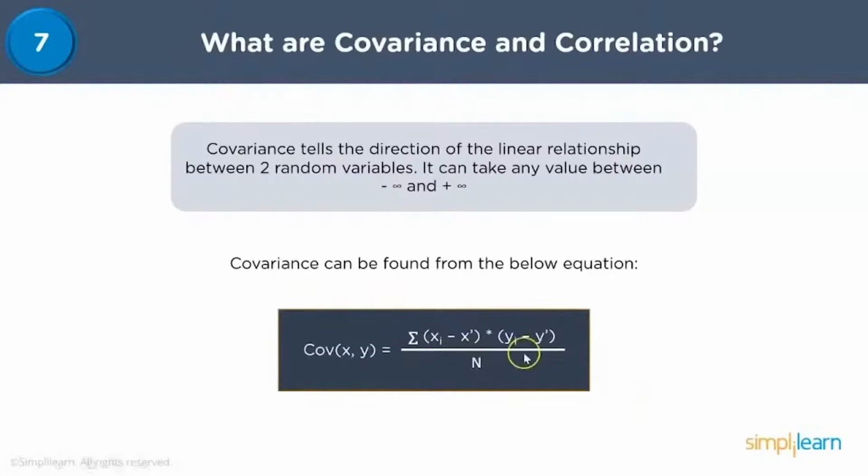So below you can see the formula to calculate the covariance. So you have summation of xi minus x bar, or x dash, where x bar represents the mean and xi represents the individual points. Then this is multiplied by yi minus y dash, or the mean of y, divided by the total number of observations.